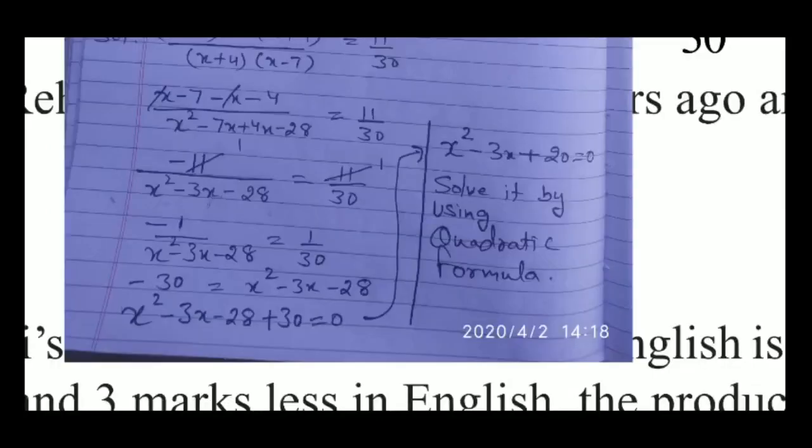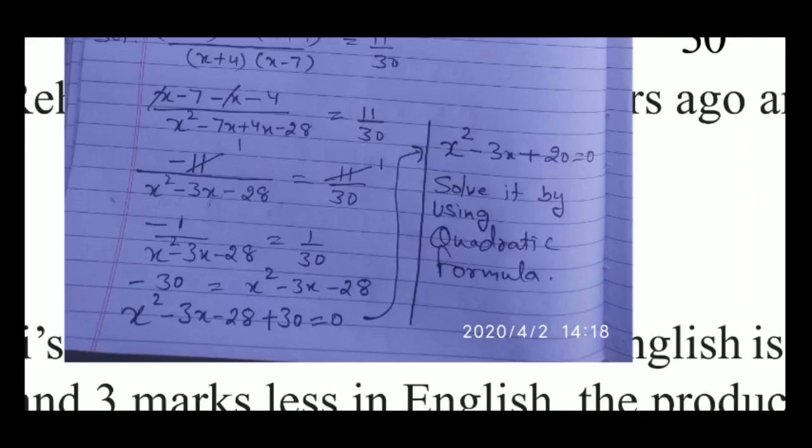This is equal to 11 by 30, and you can see in the left hand side and right hand side 11 is common, so we can cancel them. After cancellation, your left hand side is equal to minus 1 upon x square minus 3x minus 28, and the right hand side is equal to 1 upon 30. Do cross multiplication, and after cross multiplication our given equation is minus 30 equals x square minus 3x minus 28, and shift the left hand side to the right hand side.